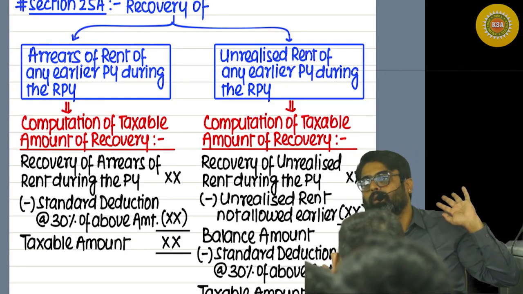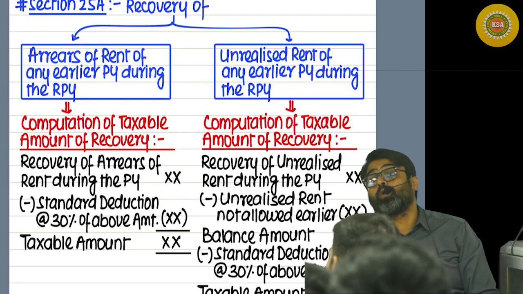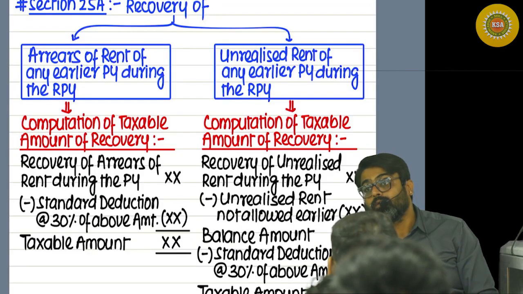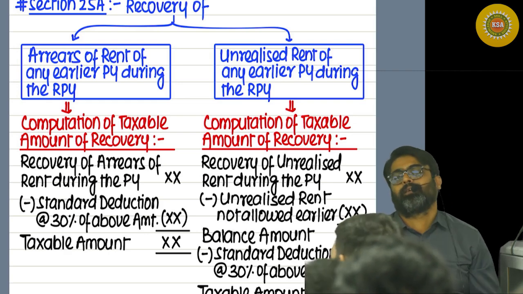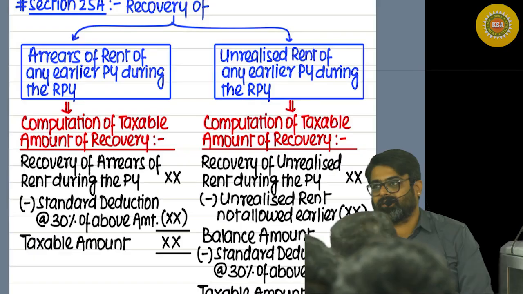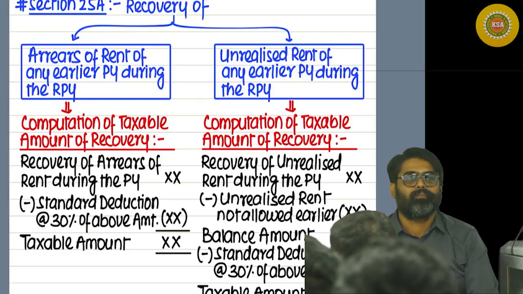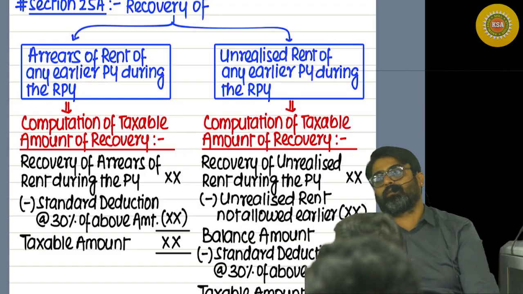Getting my point? Tell me, if you would have received this amount in that year only, where would you have been taxed? So now you will change the head or the head will remain the same? Head will remain the same. Got it, sir? But only take 30% standard deduction. Will you remember? Everyone. Now, unrealized rent of this year or earlier years?